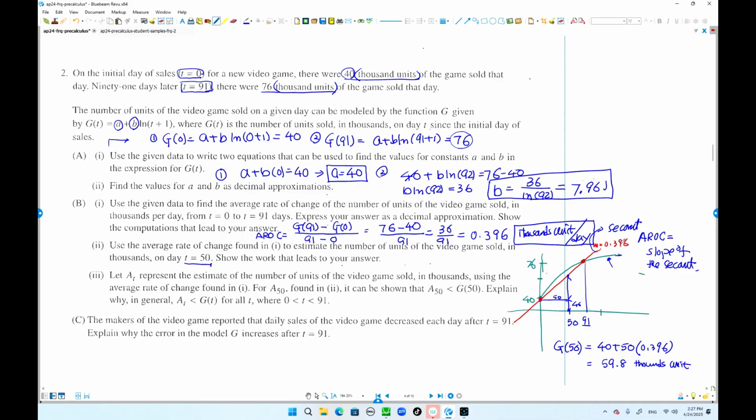So show the work that leads to your answer. This is the average rate you already got, 0.396. And this is the initial value, 40. This is the actual value. This one is what? The predicted value, right? Using the secant. So what's the slope of using this one? Okay, we're going to find this one.